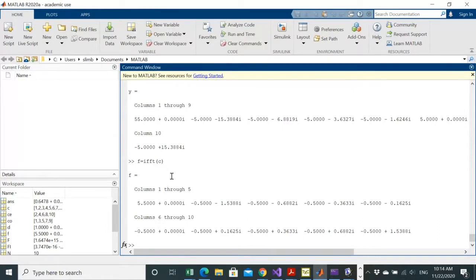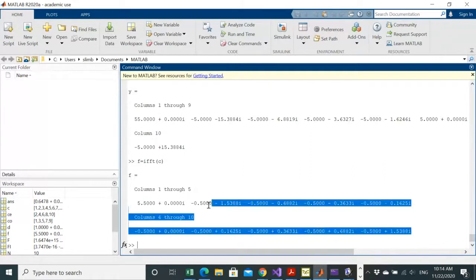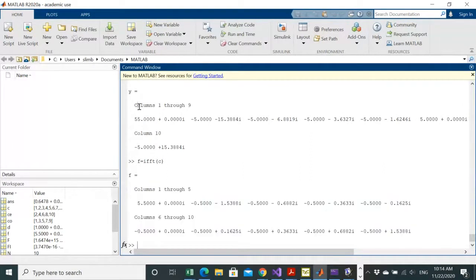In fact, I should have divided by n, I think, somewhere. I think this y should have been divided by n, by 10, as you can see. So it should have been divided by n. Okay, guys? Is that okay? Any question?